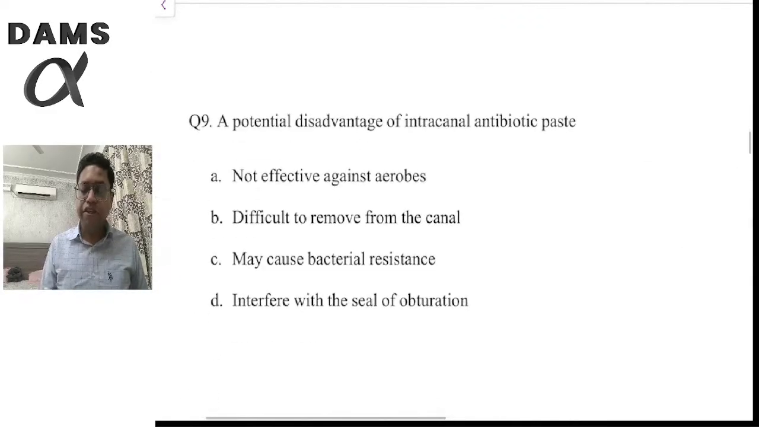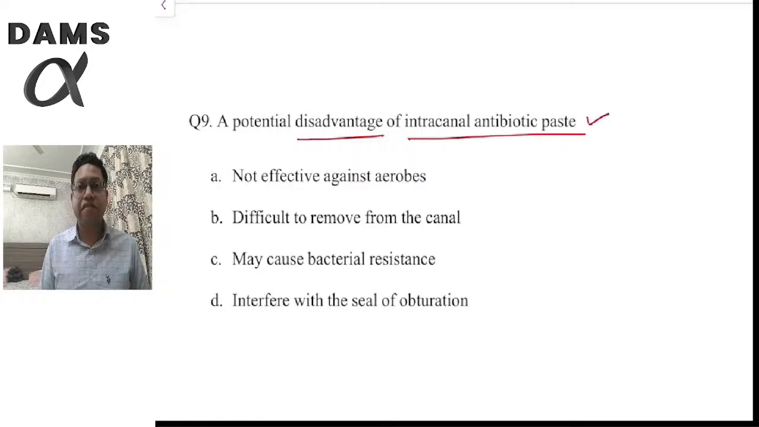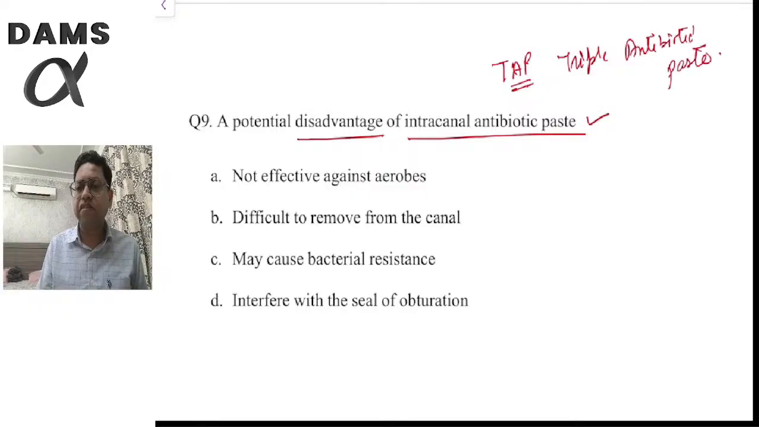Okay. Question number 9. A potential disadvantage of intracanal antibiotic paste. Antibiotic paste, if you remember, what is the most typical antibiotic paste that we used? We use a triple antibiotic paste as an intracanal medicament, isn't it? So potential disadvantage of this is it is not effective against aerobes.